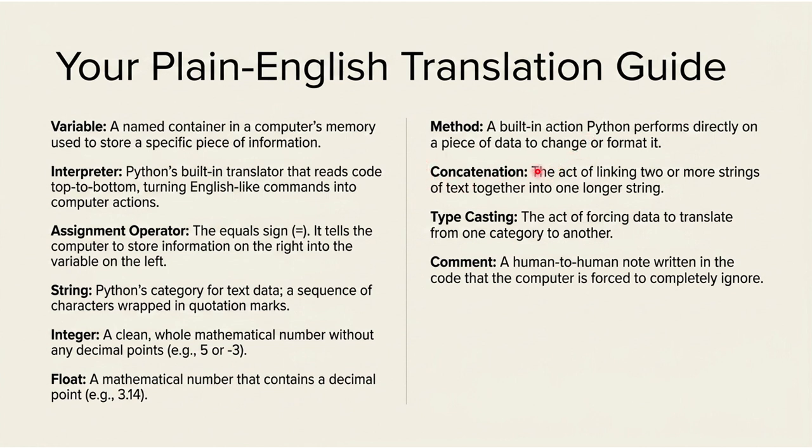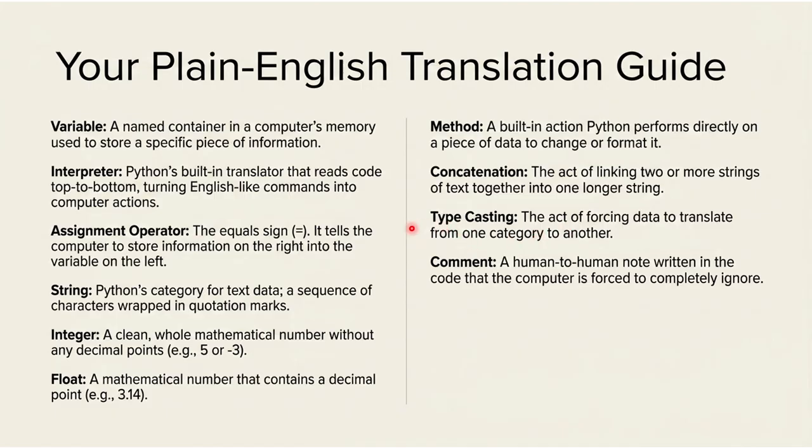After that we have concatenation. So what is concatenation? The act of linking two or more strings of text together into one longer string. So what does it mean? Suppose you have a first name and you have a last name and you want to combine those two. So you will use concatenation to combine those two so that you can get the full name.